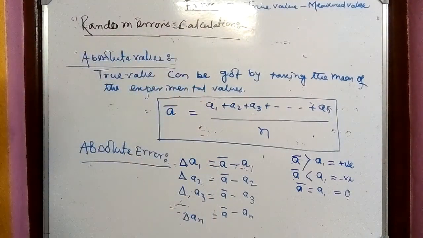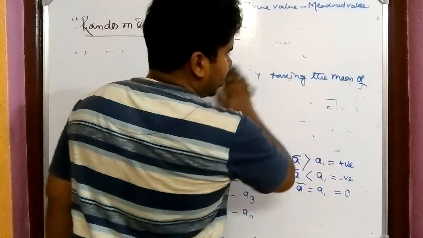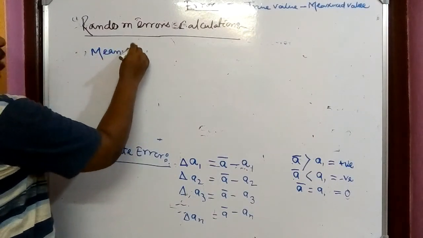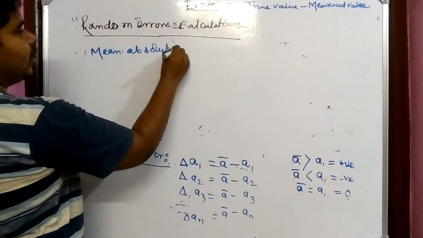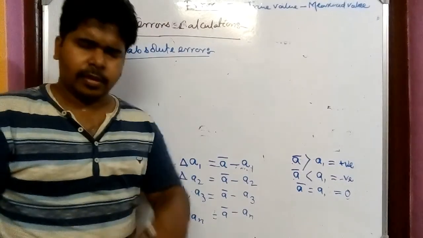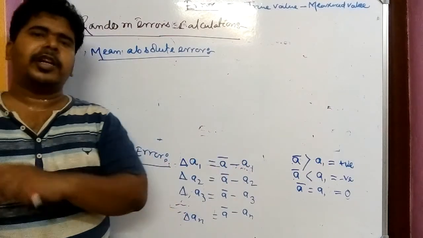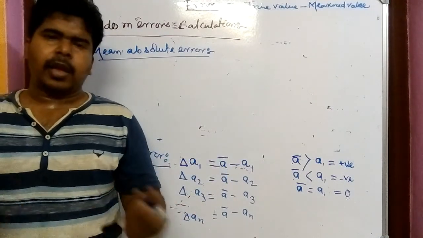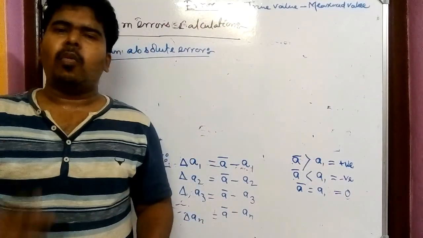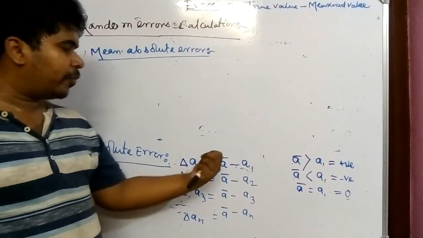Now, absolute errors we have already calculated. Now we go to the next part, that is mean absolute error. We want to find the error in measurement, so the error should be one. We cannot say that for different times the errors are different, because then your measurement will not be appropriate. So we need one error. How do we get one fixed value?